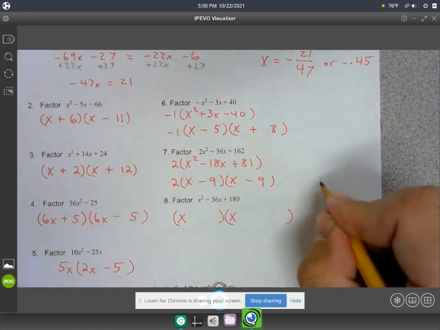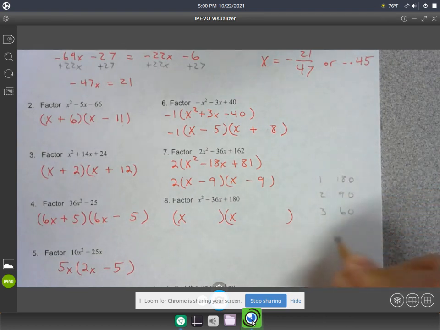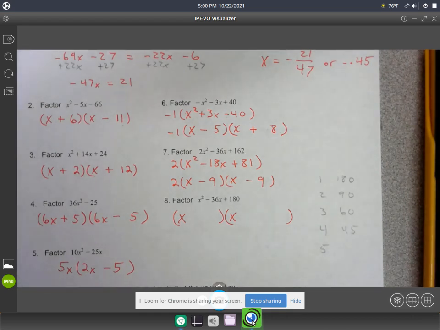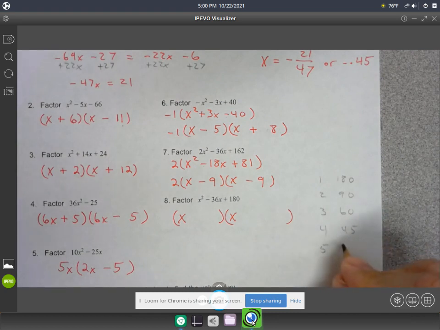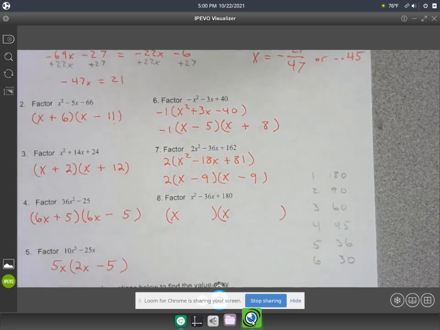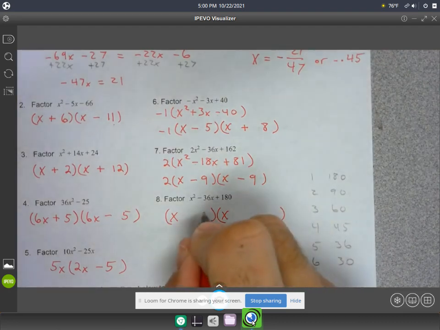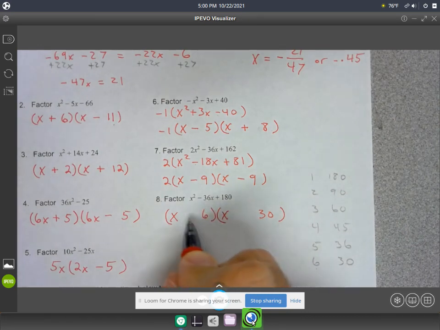All right, 180, 1 and 180, 2 and 90, 3 and 60, 4 and 45, 5 and something, 180 divided by 5. 180 divided by 5 is 36. 6 and 30, that's the one right there. All right, this adds up to 36. Okay, same signs, and they are both negative.